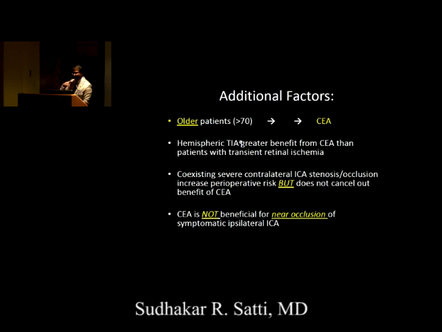If you have a hemispheric TIA, meaning you have a global hypoperfusion, those patients probably benefit from carotid endarterectomy rather than transient retinal ischemia. So if you have a big TIA versus a very minor one, those are patients that probably benefit. If you have severe contralateral ICA stenosis or occlusion, you should still consider repairing the ipsilateral side, meaning with a shunt. Carotid endarterectomy is not beneficial for near occlusion of symptomatic ipsilateral internal carotid stenosis.